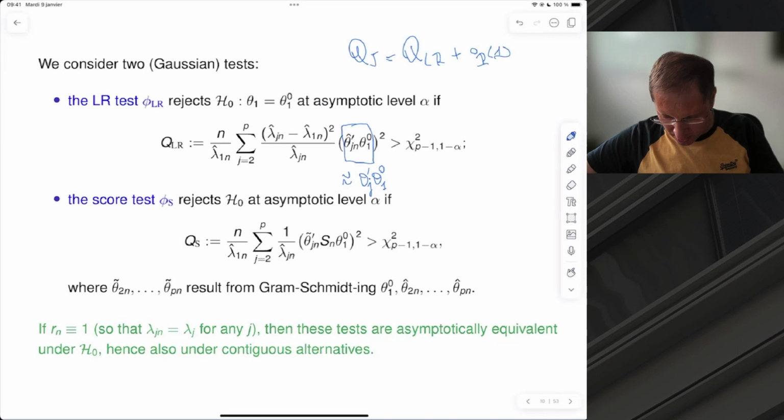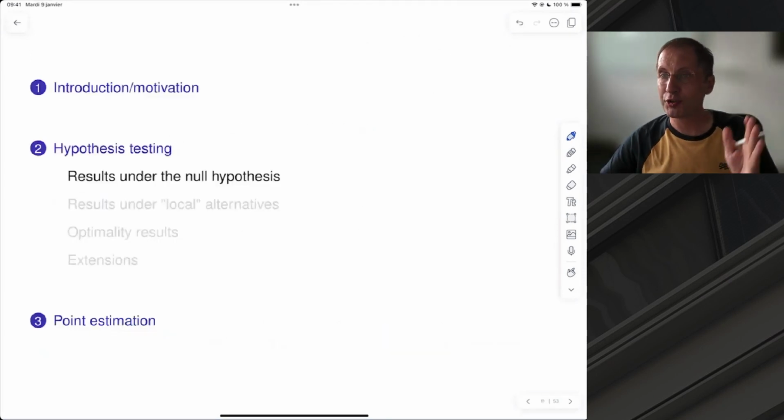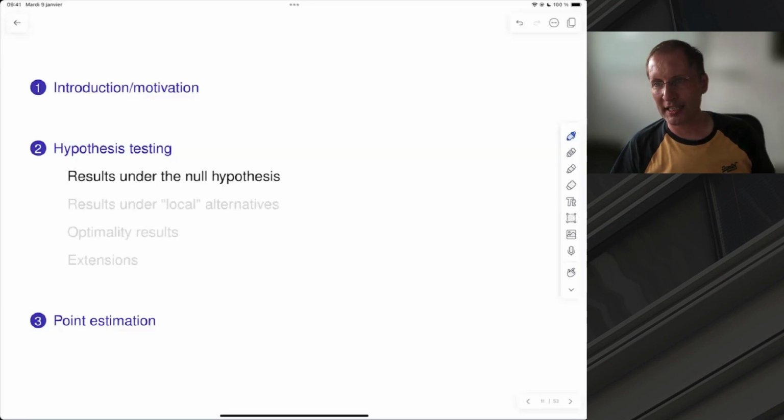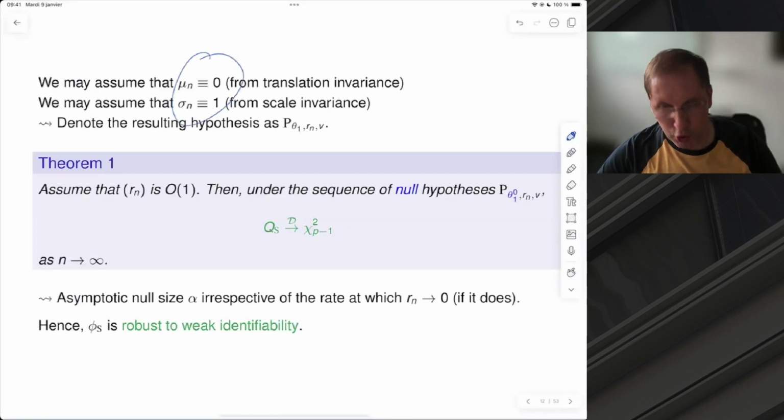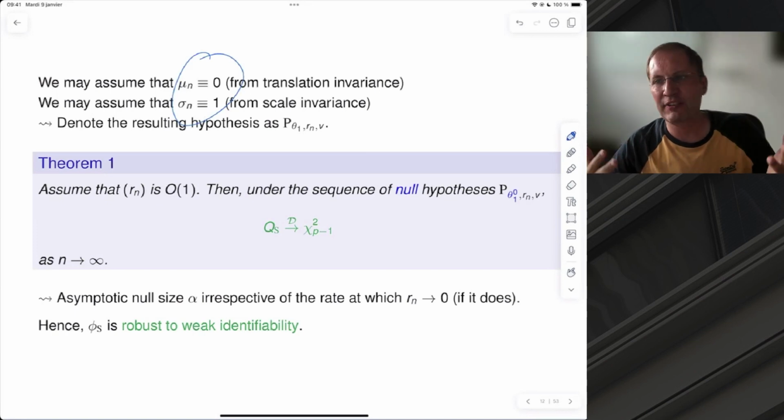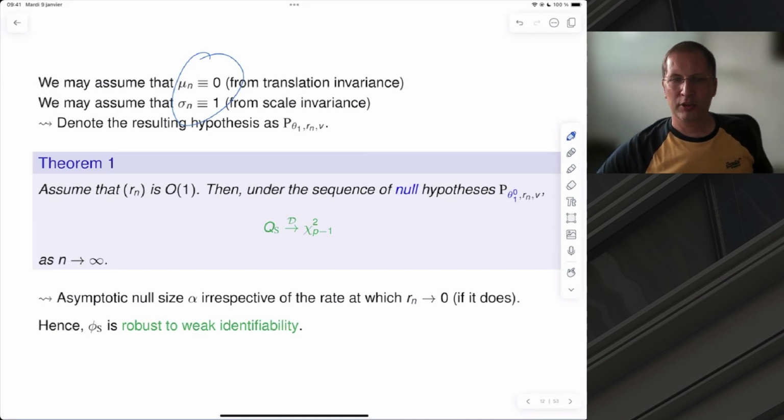Okay. But now, of course, our purpose is to consider this challenging framework where the eigenvalues get close to each other. So the first result is the following. First of all, mu n and sigma n are only there to make things artificially complicated, but they don't play any role. The reason is that the behavior of those two test statistics does not depend on mu n and does not depend on sigma n. In particular, they are invariant when you translate the data set by a constant vector, because they are a function of the empirical covariance matrix. This ensures that mu n does not play any role, and similarly, you can show that sigma n does not play any role.